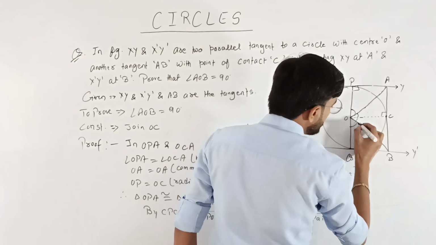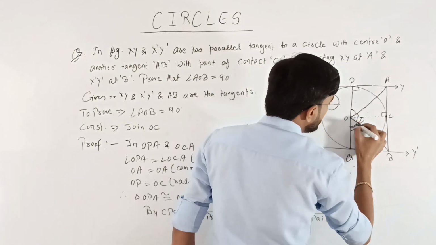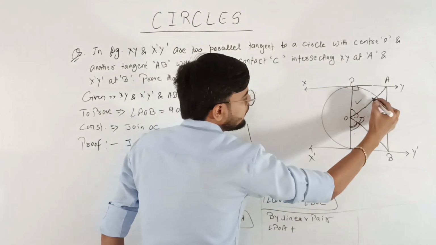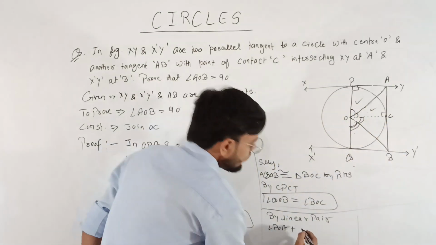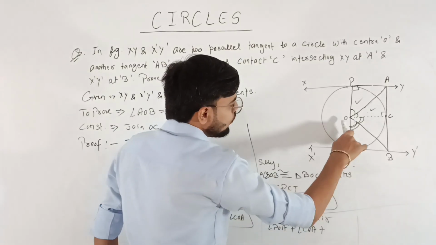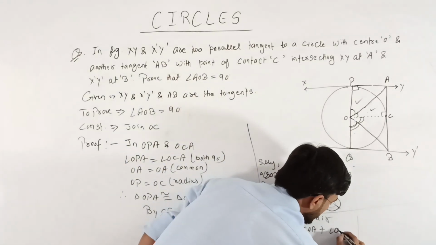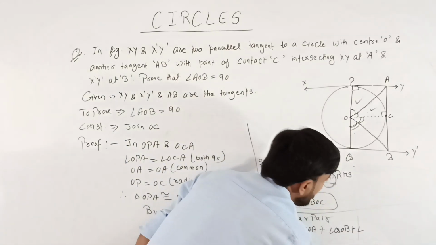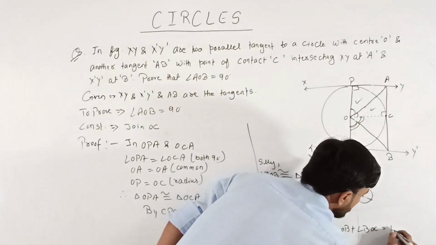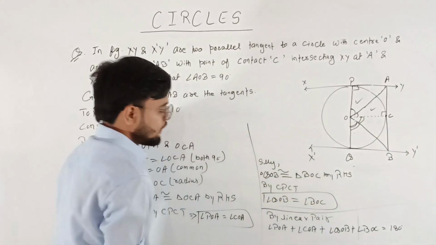this angle is equal to this angle by CPCT, and this angle is equal to this angle by CPCT. Okay, so now angle POA plus angle COA, now plus angle QOB plus angle BOC is equal to 180 degree.